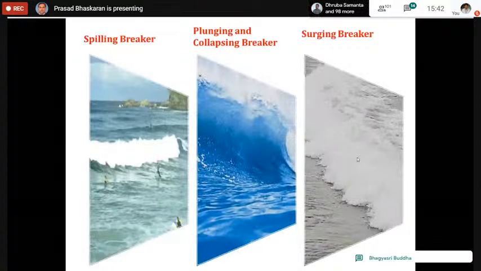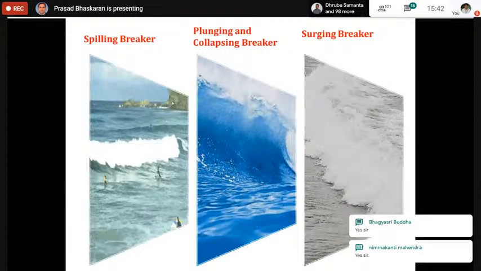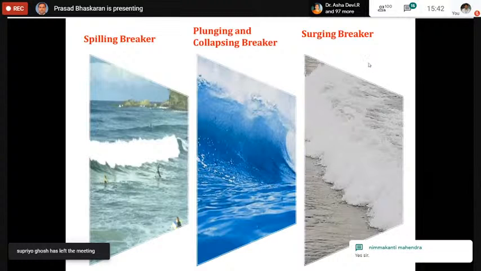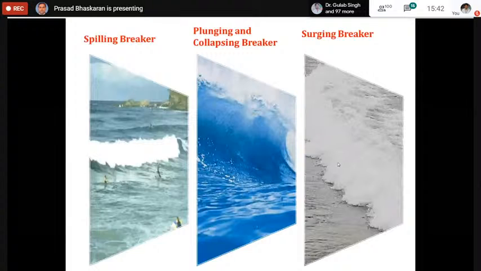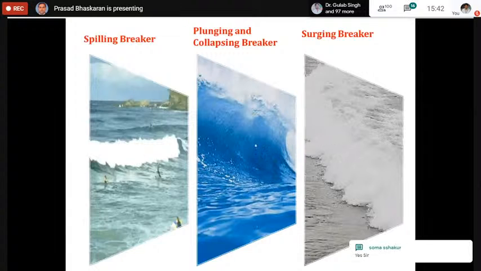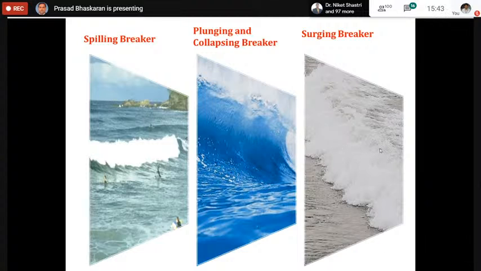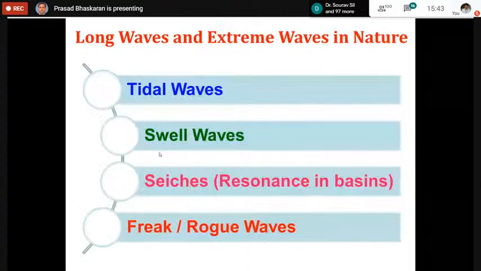So you can see from this figure, you have three types of breakers. You have a spilling breaker, then I've got a plunging breaker, then I've got a surging breaker. People who have gone to different beaches must have seen this. If you go to Visakhapatnam, you can find these types of breakers, like the plunging breakers. If you go to Balasore in Odisha, you can find these types of breakers. Of course, the spilling breakers are there in a few locations in India. So this basically depends on the Iribarren number, just now what I was talking about.